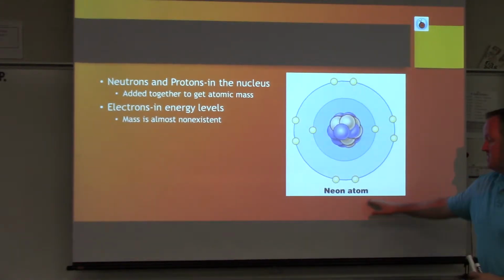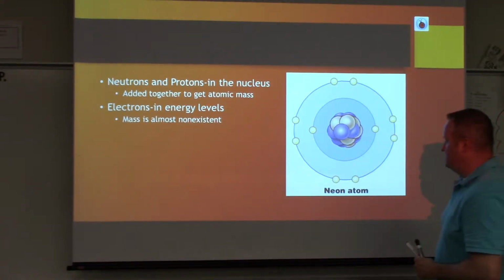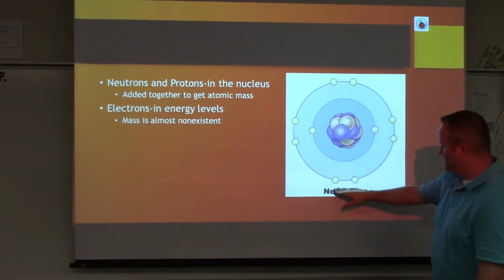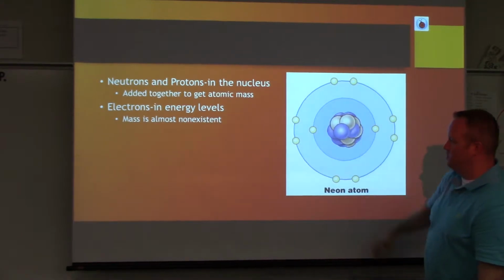Alright? In most cases, you're going to find neon as neon 20, which means that you're going to have a total of 20 of these particles here. 10 of those have to be protons because that's its atomic number. The other 10 would be neutrons.